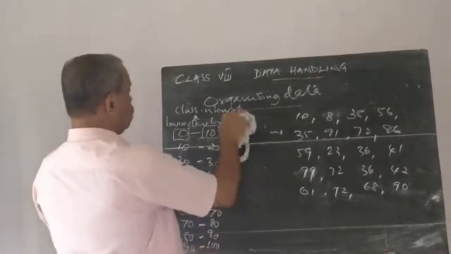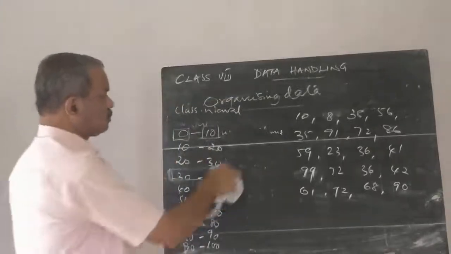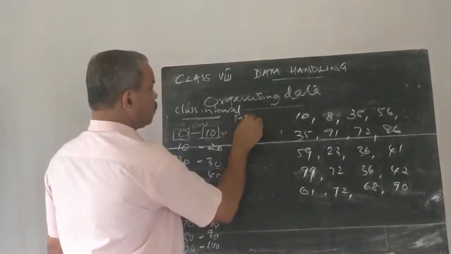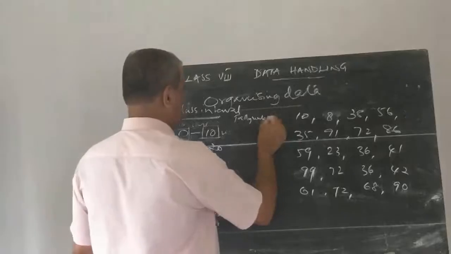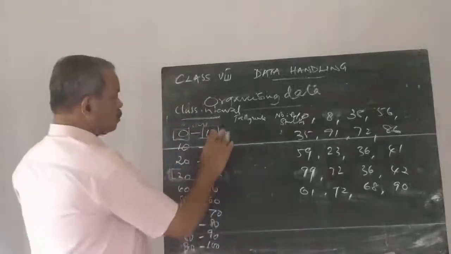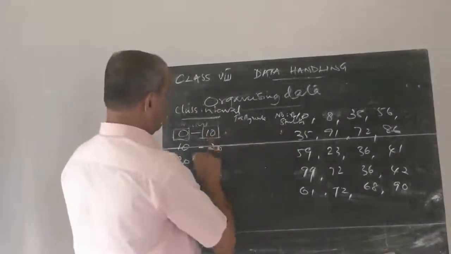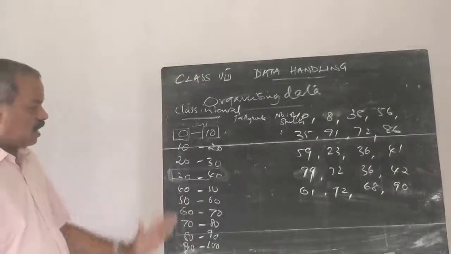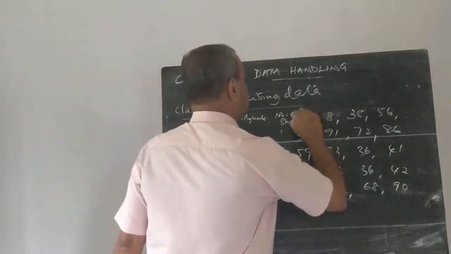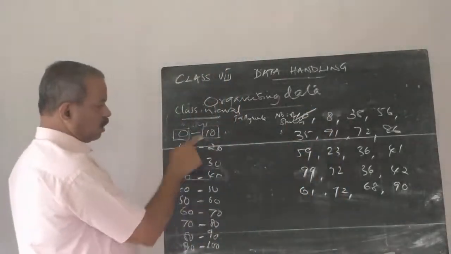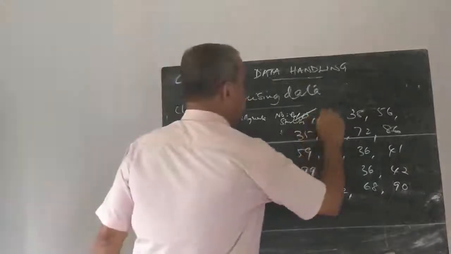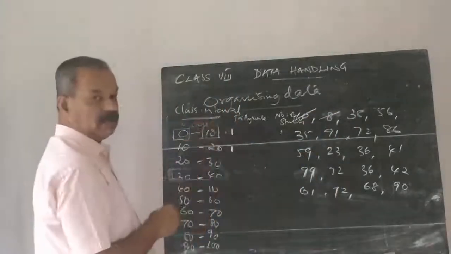Now, first column class interval, second column tally mark, then number of students or frequency. We list the class intervals, 0 to 10 and so on. Then first read the first score, 10. Cut it. 10 is included here, not here. So mark a tally in the second class interval. Next score 8. 8 is included in the first class interval.